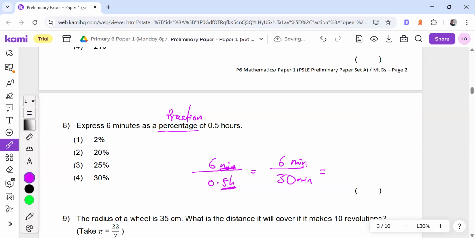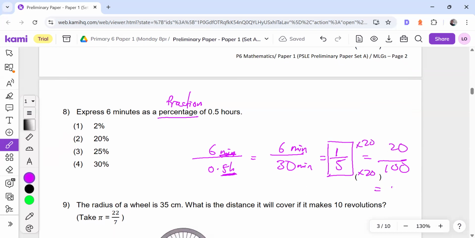Then how do you convert to percentage? You just have to make the denominator 100. So get your simplest form first. Then after that, you can get your denominator 100. So 5 times 20 and 1 times 20. So 20 over 100, and that will be 20%. So answer number 2. Understand? All right.